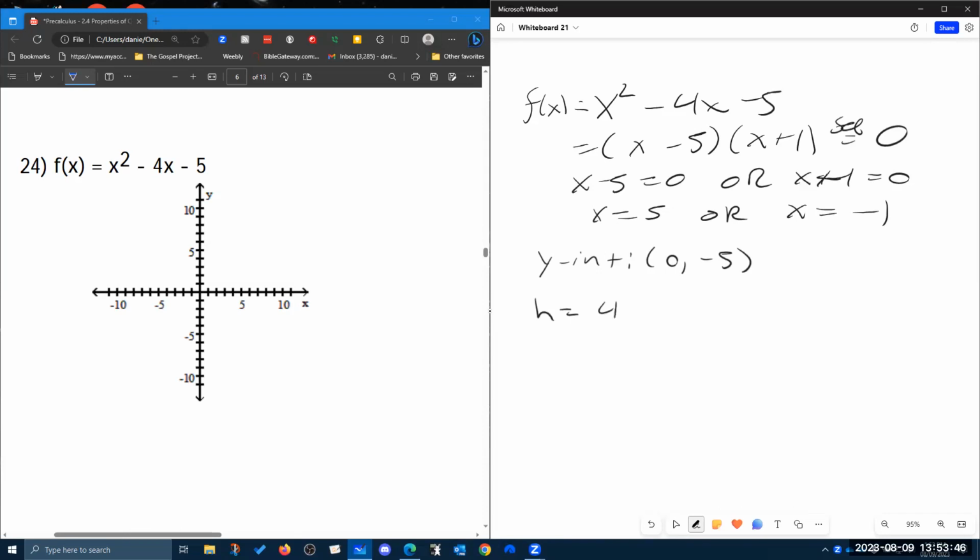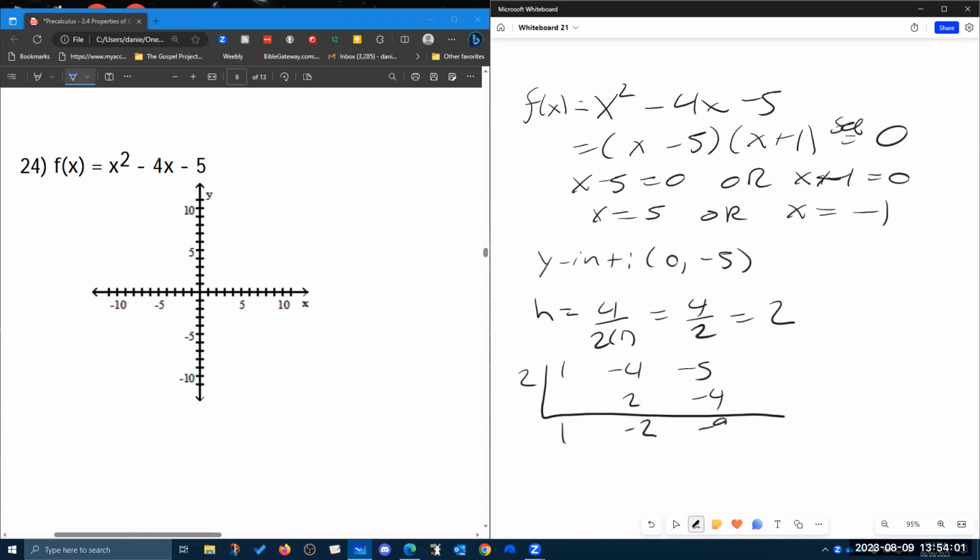Negative b over 2a is going to give us an x value of 2 for our vertex. And when we calculate the y value, we get a negative 9. So 2, -9. The vertex means that our axis of symmetry is at x is equal to 2.